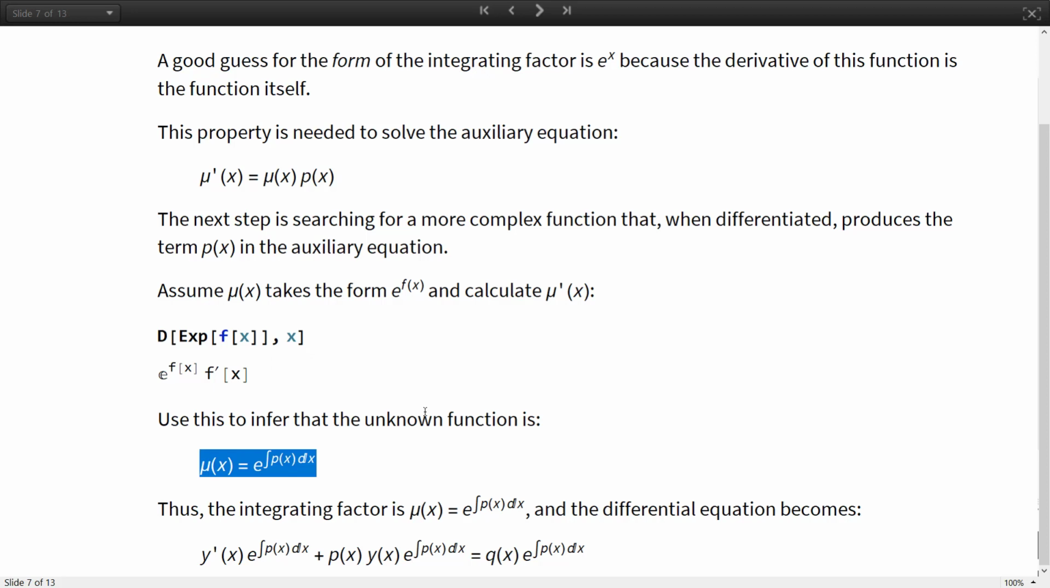This satisfies the auxiliary equation since the derivative of mu of x gives the function itself back times p of x. With e to the integral of p of x as the integrating factor, the differential equation can now be written in this form.